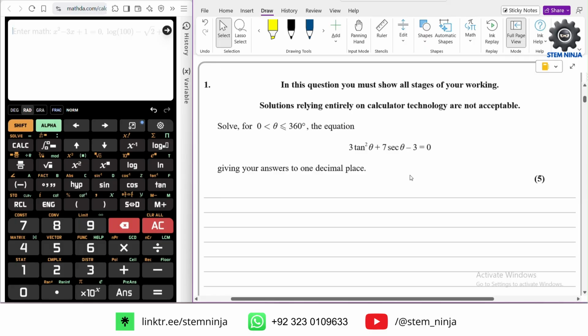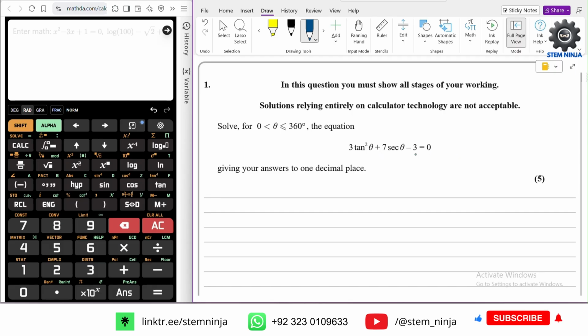Question number 1. Solve for theta between 0 to 360 degrees the equation 3 tan squared theta + 7 secant theta = 3. Now, this is a quadratic equation, but notice that the terms are different. So either we make them all in tan or in secant squared. The easier way is to convert tan squared into that, because we know that tan squared theta is equal to secant squared theta minus 1, because 1 plus tan squared theta is secant squared.